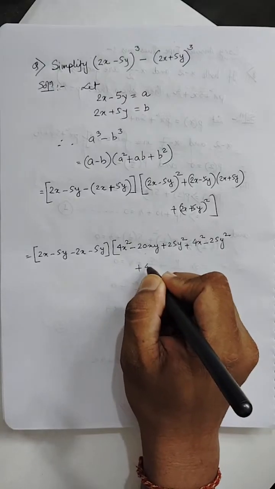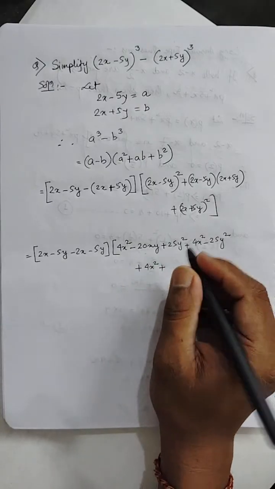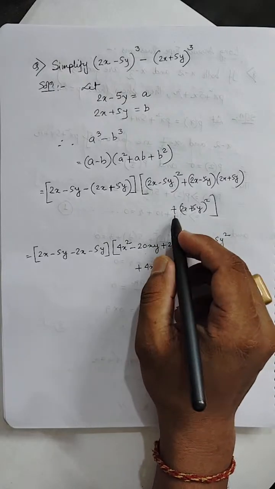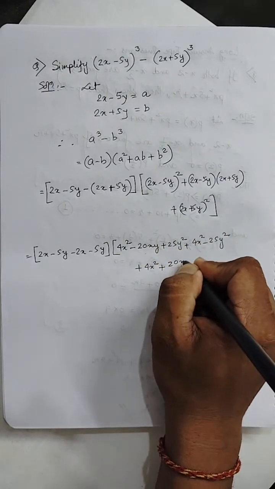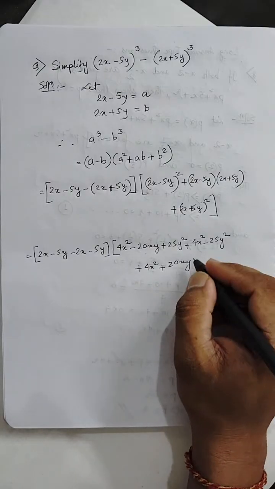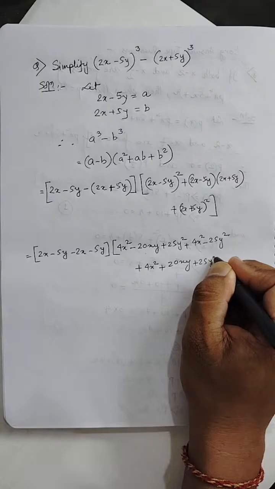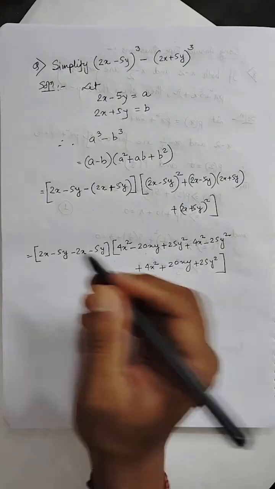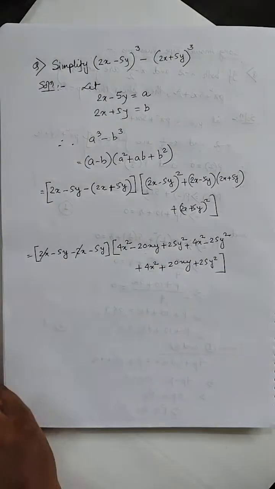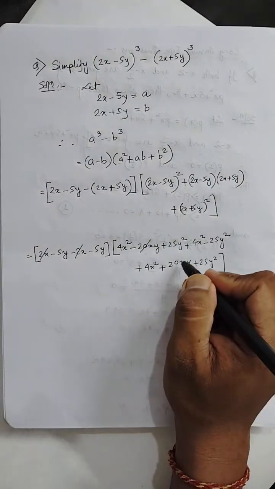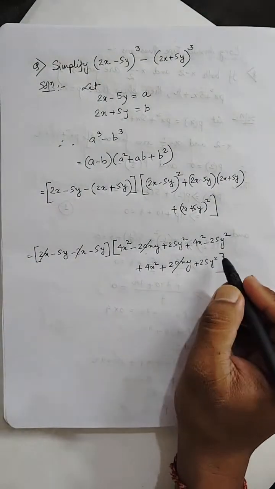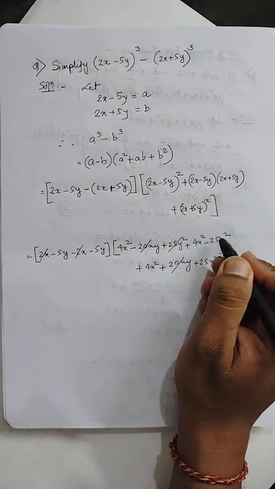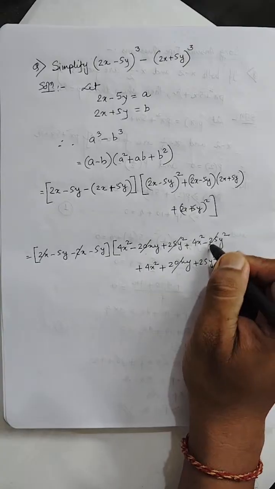So this will be 4x square plus 2 into 2 is 4, 4 into 5 is 20xy plus 25y square. Okay. So the positive 2x and negative 2x will get cancelled. Then anything else? Minus 20xy and positive 20xy will get cancelled, and then minus 25y square and positive 25y square will get cancelled.